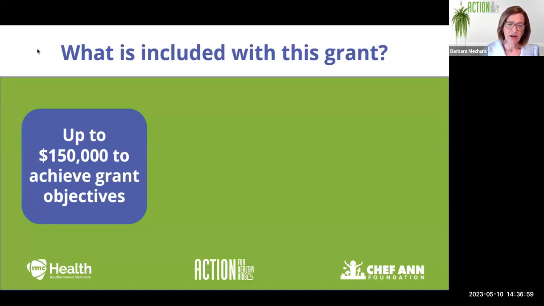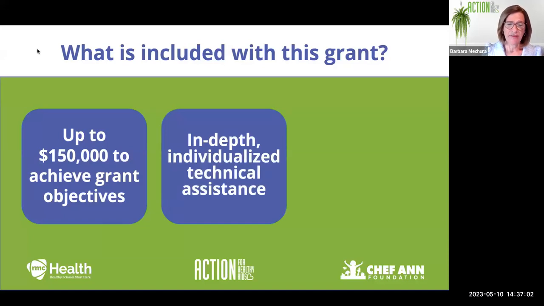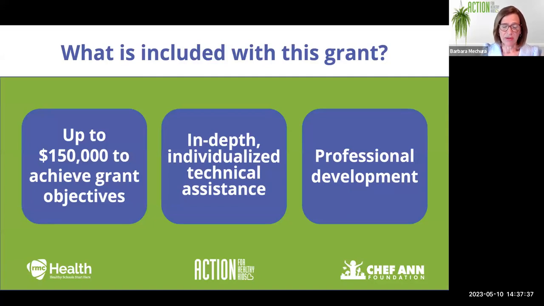As we just outlined, Action for Healthy Kids will work with their partners, RMC Health and Chef Ann Foundation, to help administer these grants. As a reminder, RMC Health is a national leader in professional development for school staff to create and sustain healthy schools. And the Chef Ann Foundation is dedicated to empowering schools nationwide with tools, training, resources, and funding they need to serve nutritious school meals. So collectively, all three organizations will provide in-depth, individualized technical assistance to support and guide grantees in overcoming challenges and implementing key strategies to improve school meal quality, meet the Healthy Meals Incentives Recognition Awards criteria, and mitigate any potential roadblocks to success.